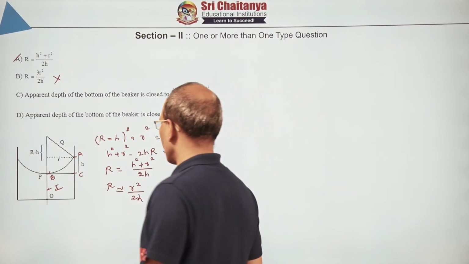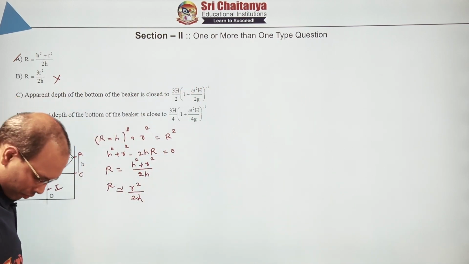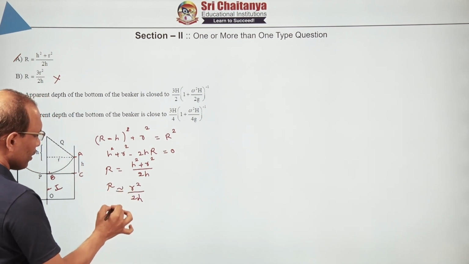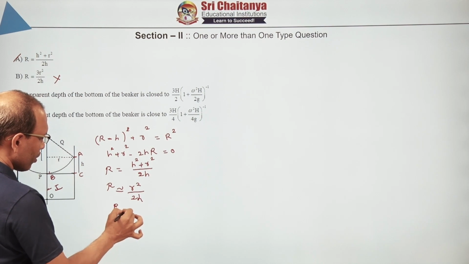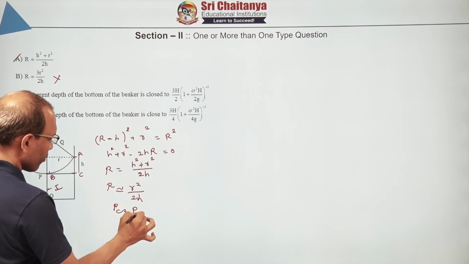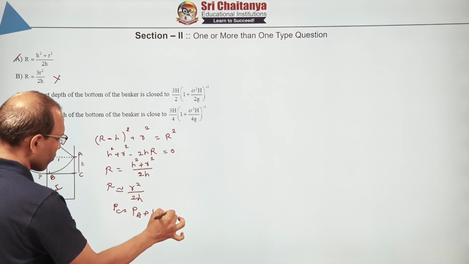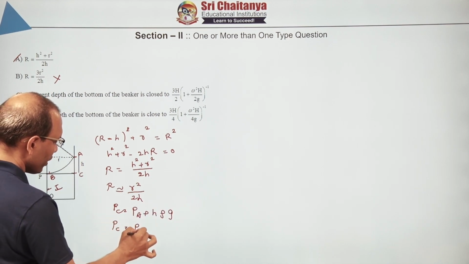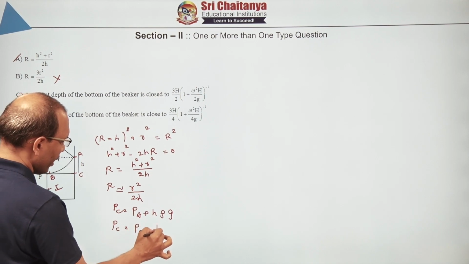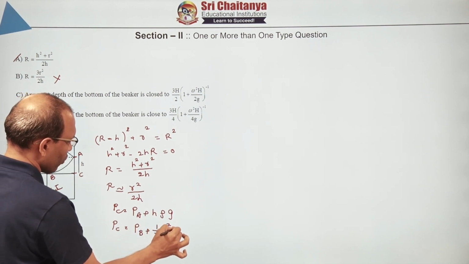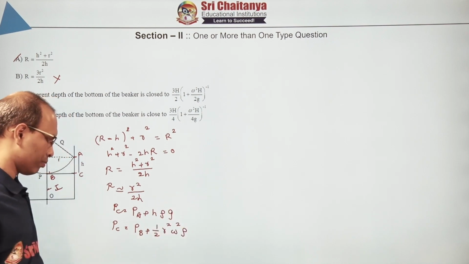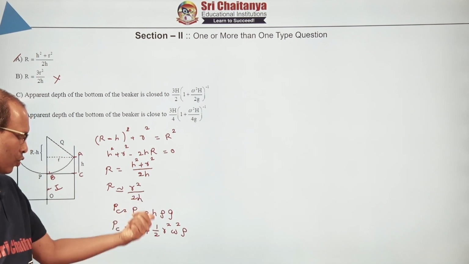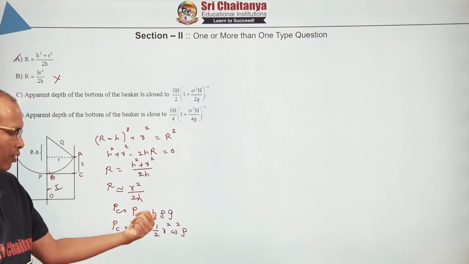So what is the relation between those two pressure differences? The pressure at C will be PC, which is PA plus H rho G, and the same PC is also PB plus half R square omega square into rho. But we know that PA and PB are equal here. So if we equate these two, we get the relation between H and R.